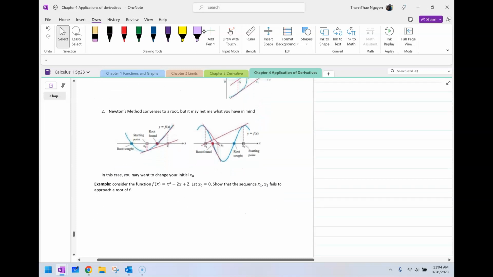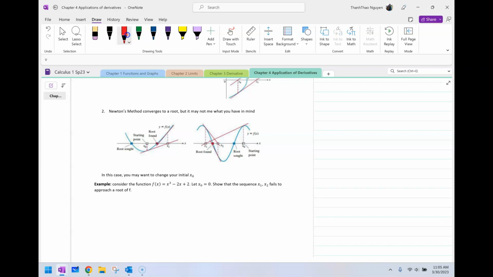For some functions you have two different solutions. If you pick, for example, this as the root that you want to find, however you pick the value of x0 on this side, you may be able to find a root, but it's a different root, not the one that you are looking for. So it can also happen in that case. So choose your x0 wisely.